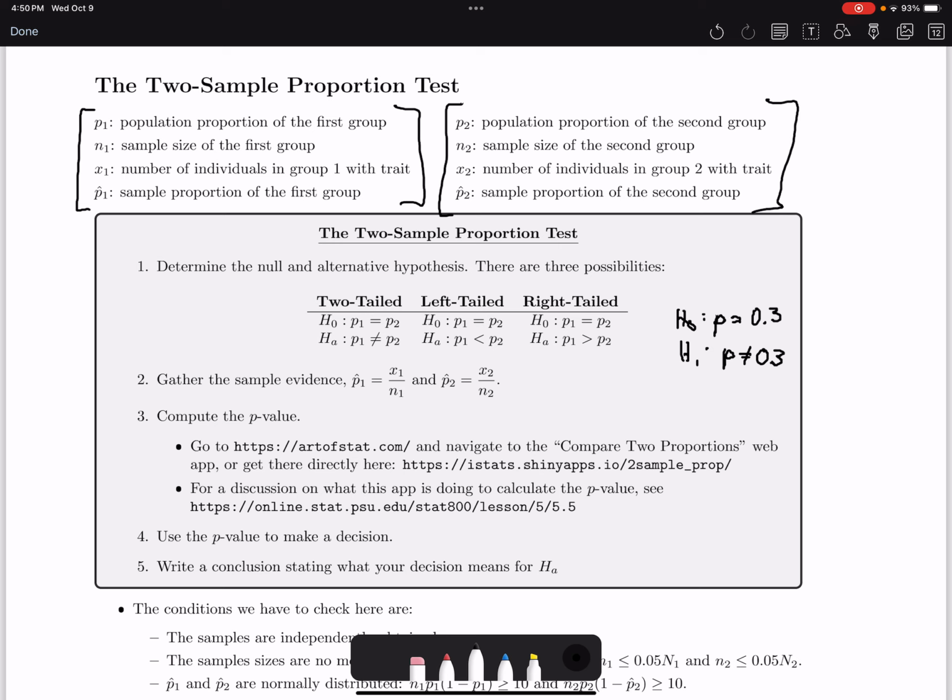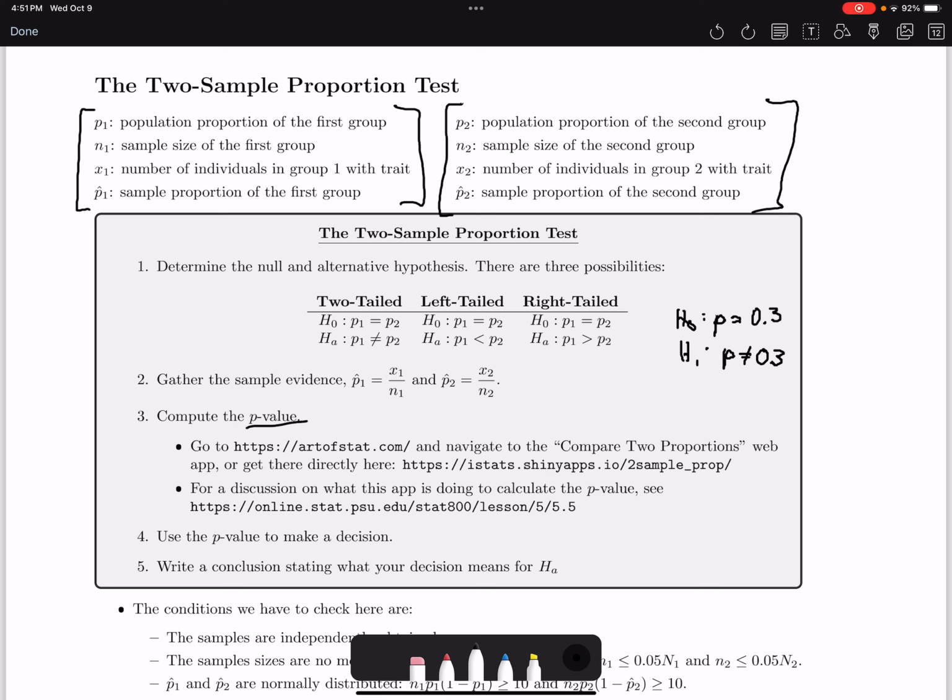Step 2, of course, is to gather the sample evidence. And in this case, we'll have two sample proportions that we're trying to compare, so we'll have to compute two of those. And then finally, we'll compute the p-value. Now, we're going to use an app from artofstat.com. Specifically, we're going to follow this link right here. But you could also navigate there from artofstat.com, which is what I'm going to do in this lecture. So I'm just going to go to artofstat.com throughout this lecture, and then navigate to the web app that I want. If I want to compare two proportions, then I'm going to go to the compare two proportions web app.